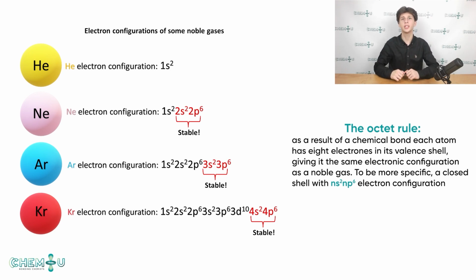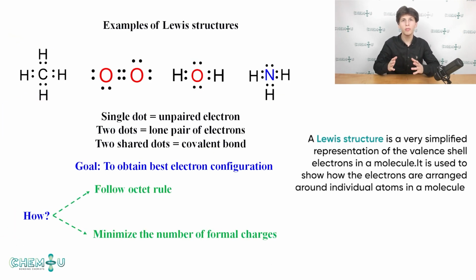Okay, now we understand why atoms form covalent bonds. It's the proper time to speak about the Lewis structures. A Lewis structure is a very simplified representation of the valence shell electrons in a molecule. It is used to show how the electrons are arranged around individual atoms in a molecule. Like in the Lewis symbols, the electrons are shown as dots. While drawing the correct Lewis structure of a compound, the goal is to obtain the best electron configuration. It means that the Octet Rule is followed and also the formal charges need to be satisfied. It is reasonable to look at the Octet Rule first and then move to the formal charges.